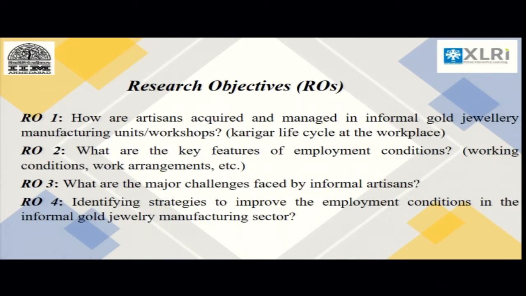Based on the research gap that we have identified, this study aims to address 4 broad research objectives. First, how the artisans are acquired and managed in informal jewelry manufacturing units and workshops. So we have developed a Karigar life cycle which has emerged from our data. Second, what are the key features of employment conditions? What are the various features which are offered to the Karigars?